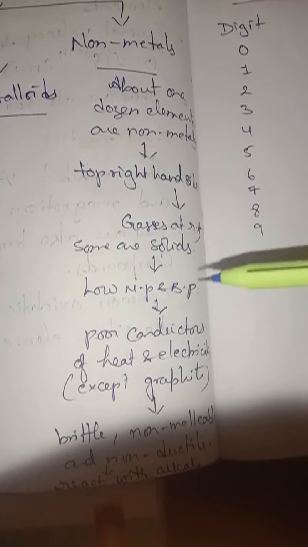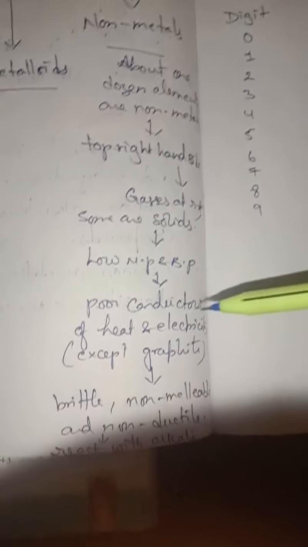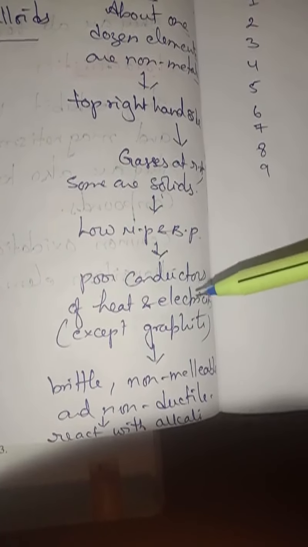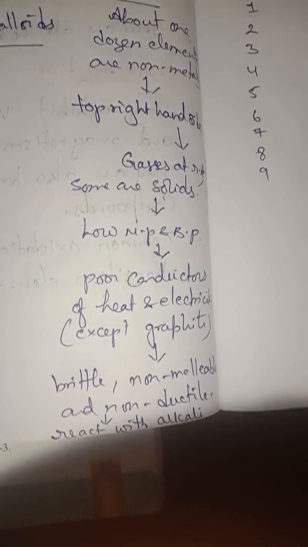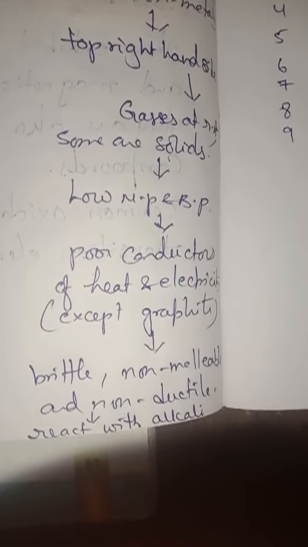Usually gases have low melting and boiling points, and they are poor conductors of heat and electricity. Yes, they are poor conductors of heat and electricity. For example, gases like oxygen and nitrogen cannot conduct heat and electricity, isn't it, as they are gases. Except graphite. Graphite is a good conductor of electricity, isn't it? We already know that.